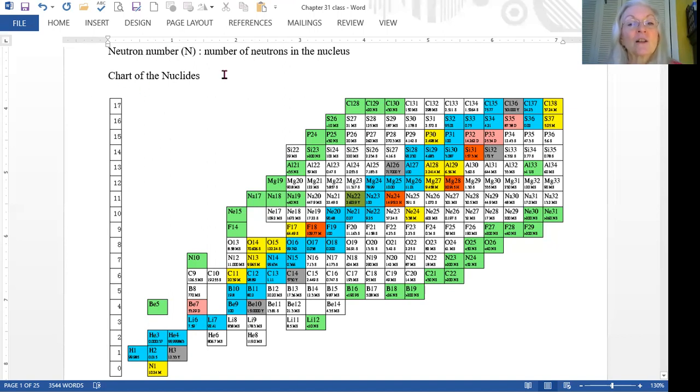So a chart of the nuclides is an enormous chart. Usually they're in book form, and these days, because everything's on the internet, it's in a digital format, and we would look it up if we were that interested in things. You're not going to have to refer to it. We will use a table to give us all the information we need. I just wanted you to know what at least a little part of it looks like.